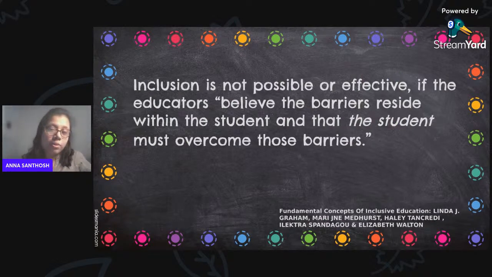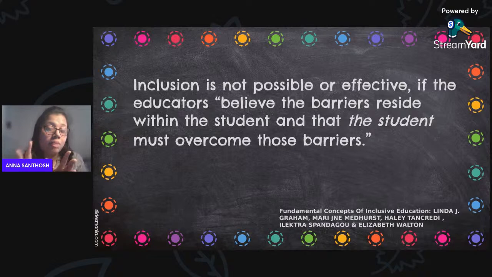And inclusion is not possible or effective if the educators believe the barriers reside within the student and the student must overcome those barriers. I really like this one because it captured my mind when I was reading this book. This is something we need to keep in mind: inclusion is not possible or effective if we, the educators, believe the barriers reside within the student, not the environment. If you believe that the student you teach has the difficulty to access education or the learning environment, then we need to remove that notion from our head, because it is not that.